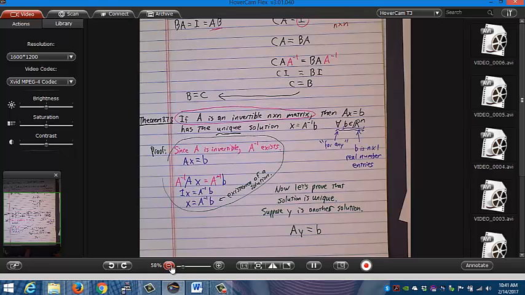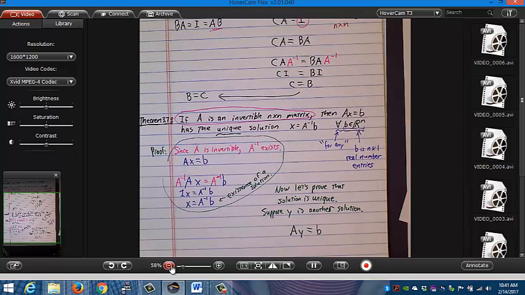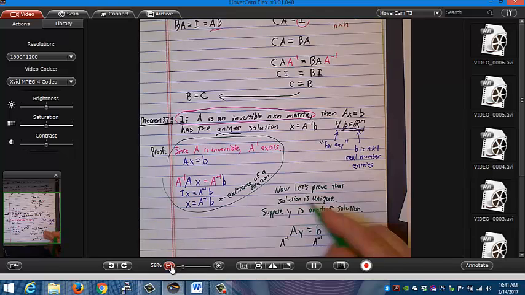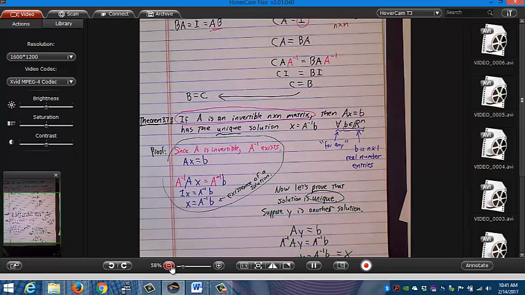But then what do you do? You do the same thing. Apply A inverse to both sides of the equation. And what do you get? You get that y is equal to A inverse b, which equals x, right? So in this problem, uniqueness is pretty easy. It's the same argument. Sometimes uniqueness takes a little more work. I think in the theorem up above, it took a little more work to show that b and c were equal. You had to substitute somewhere.